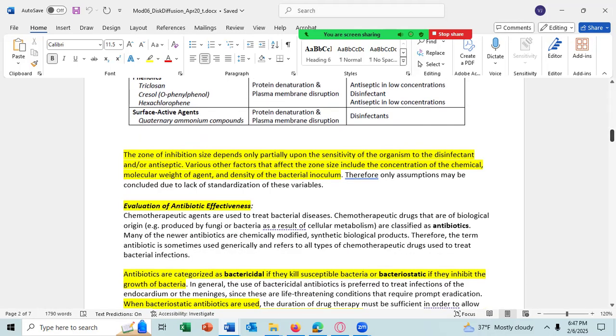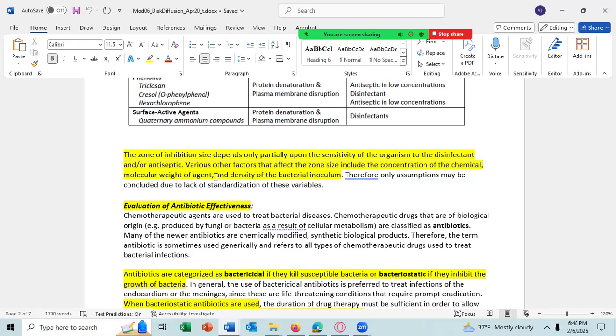The zone of inhibition depends only partially upon the sensitivity of the organism to the disinfectant or the antiseptic. So when you have a zone of inhibition, the size of it can depend on the sensitivity of the organism to it, but there are other factors that affect the zone size, including the concentration of the chemical. Generally speaking, the more concentrated the chemical, the larger the zone of inhibition will be.